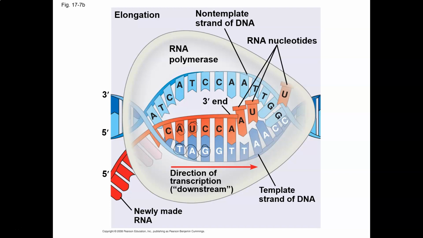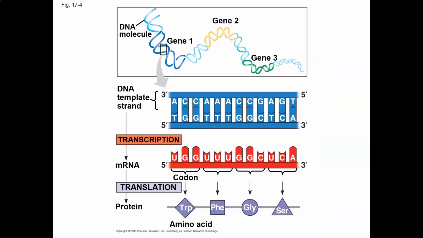Guanine nucleotide in the DNA, cytosine in the messenger RNA, and so on. So that's how the messenger RNA is made off of the DNA, and when it's finished, it detaches and leaves the nucleus, and then the DNA is going to zip back up together.